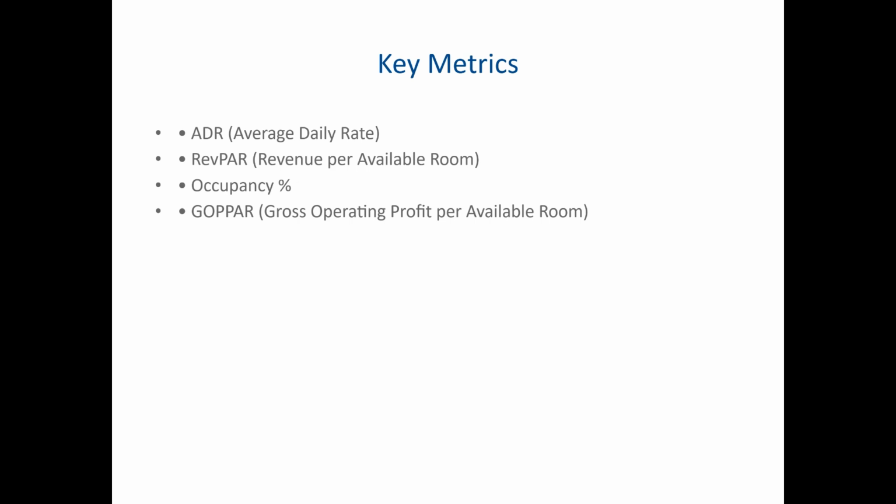Some key metrics that I look at personally are ADR, which is the average daily rate, the RevPAR, which is the revenue per available room, occupancy percentage, and the GOPAR, gross operating profit per available room. Together, these metrics tell a full story of the hotel's performance.